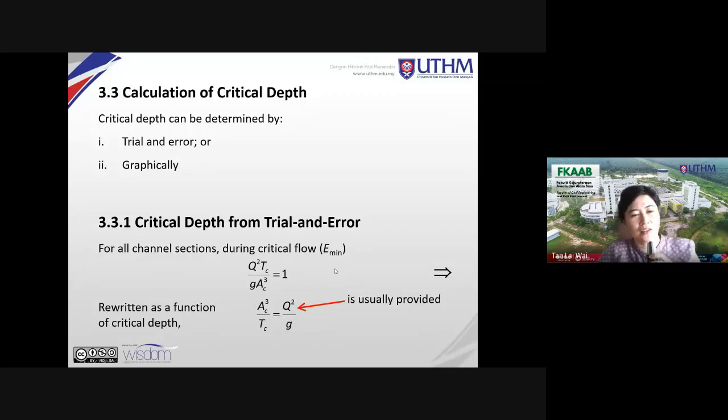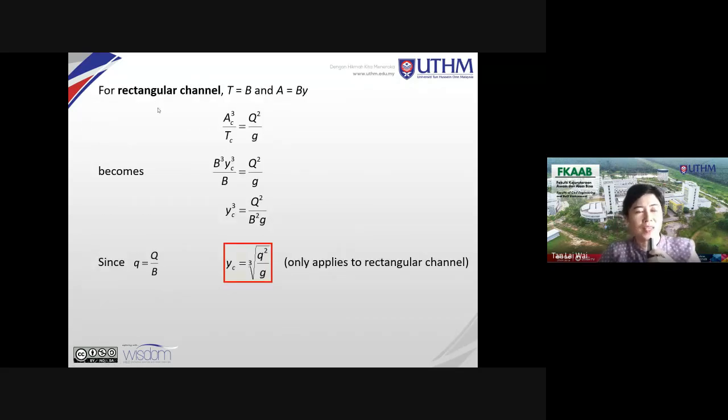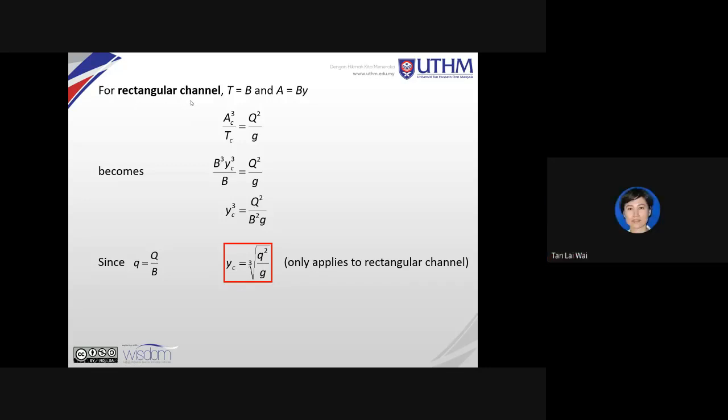Okay. Right. So now, just now, our friend asked, why can we get E equals 1.5 Yc? Okay, we are going to show it here. Untuk keratan segi empat, sebenarnya formula-formula ni kita boleh permudahkan. Jadi kita tak perlulah nak cari A T, dan kita boleh gunakan kadar alir per unit lebar, iaitu lower case q.